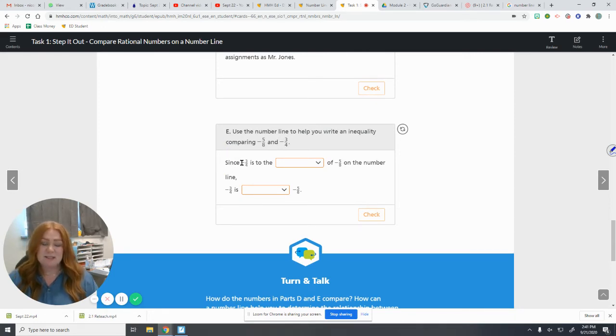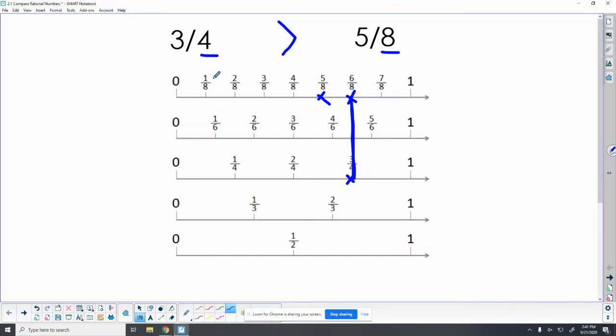So since 3/4 is to the which direction compared to, comparing negatives. So now let's flip that around and think about these as negatives here. So let's just extend our number line out this way to the negatives. So it's going to go the same direction. Here's -1/8. Then we would have -2/8. So I know I need to get, here's 3/8, 4/8, 5/8.